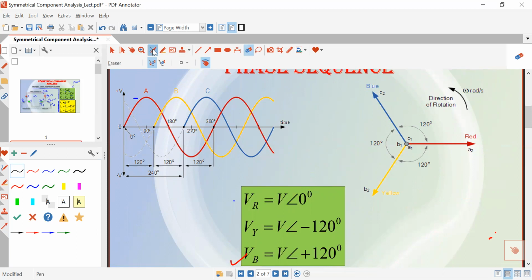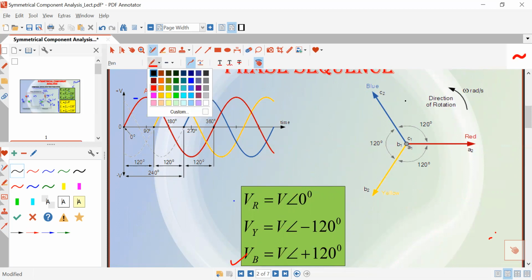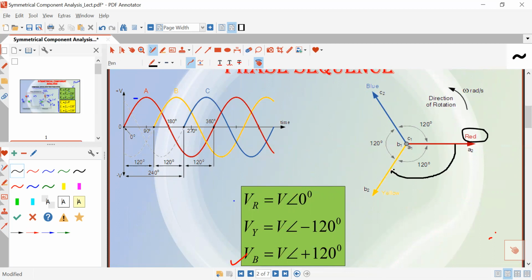Suppose I am asking you, from this phasor diagram, tell me what is the phase sequence. First you have to set one vector as the reference, and from the reference you just have to see what is the next vector in clockwise direction. The reference is R, and in clockwise direction the next vector is Y, and again the next vector is B. So its phase sequence will be RYB if the reference is R.